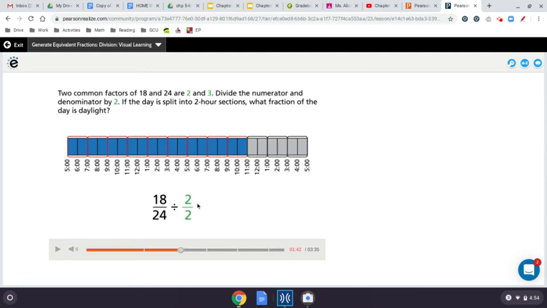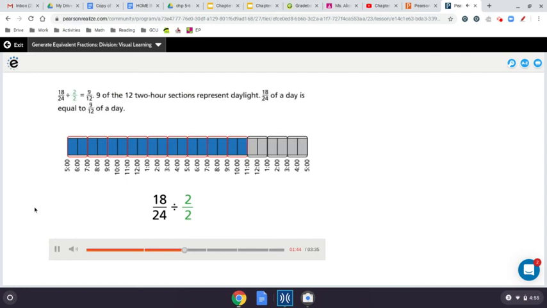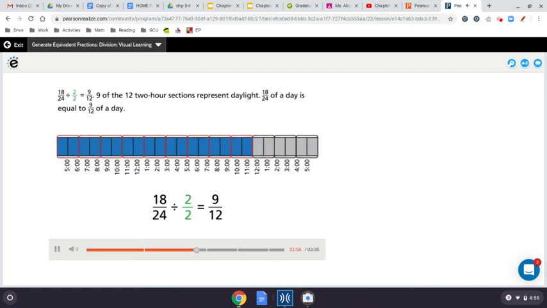And just like when we found equivalent fractions with multiplication, when we divide, we have to do the same thing to the numerator and the denominator. It has to be by a whole fraction. So 2 over 2 or 3 over 3 or 4 over 4 or 5 over 5, whatever you're doing, it has to be the same numerator and denominator, which is why they're dividing by 2 over 2. 18/24ths divided by 2 halves equals 9/12ths. 9 of the 12 2-hour sections represent daylight. 18/24ths of a day is equal to 9/12ths of a day.